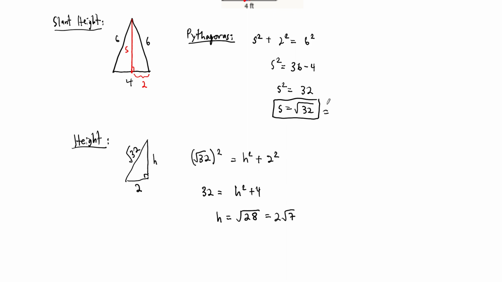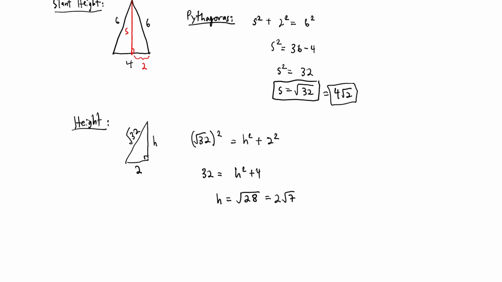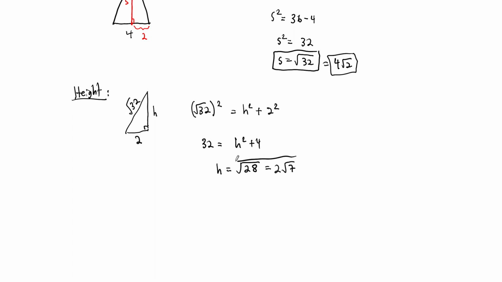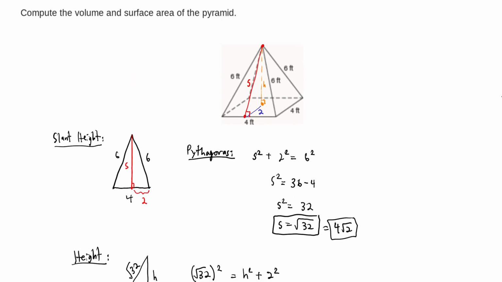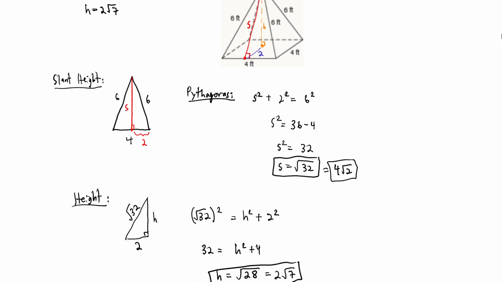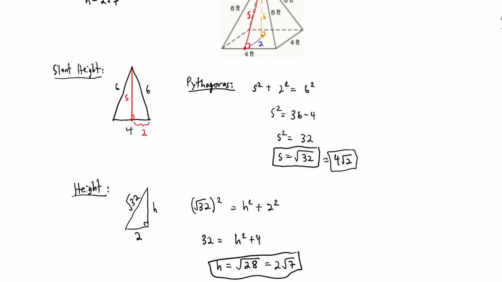This one up here, the square root of 32, is actually root 16 times 2, which is 4 root 2. So this one's 4 root 2. Okay, so now we've got these both fully reduced. We've got our s, we've got our h. We can use them to compute the area and the volume of this thing. So let's just remind ourselves that s was 4 root 2 and h was 2 root 7. Just make sure we got them right.